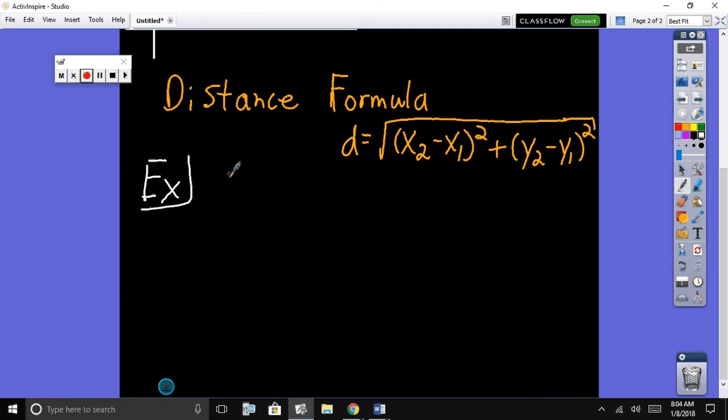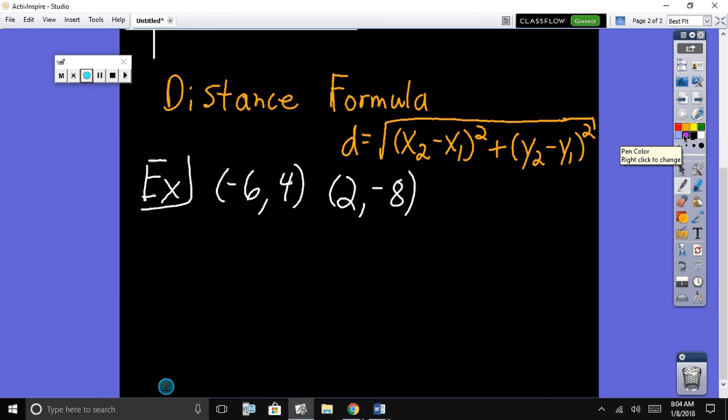So if I'm going to find the distance between -6 and 4 and 2 comma -8, you want to kind of picture it in a graph. You're going left 6, up 4, right 2, down 8. But underneath this, my suggestion, just as we've already done before, is it's always good to label some points. So we make this x1, y1, x2, y2.